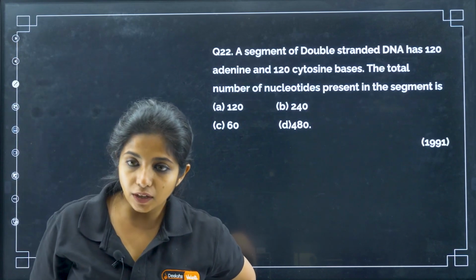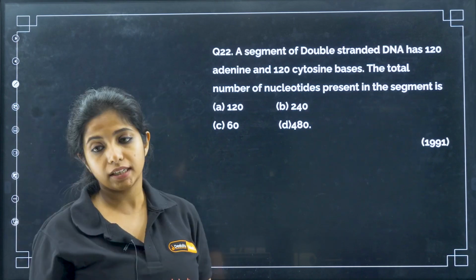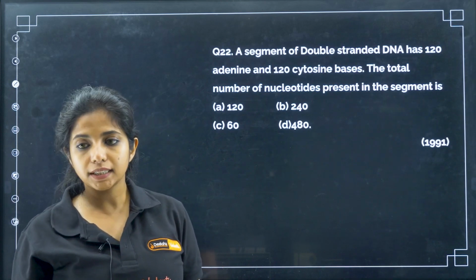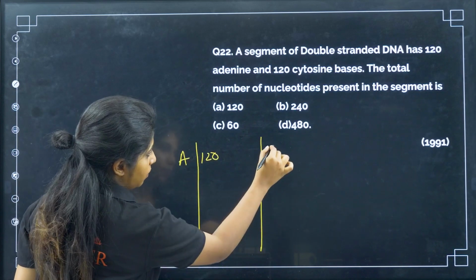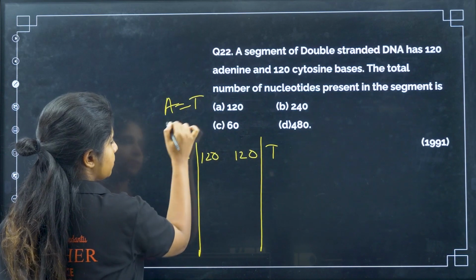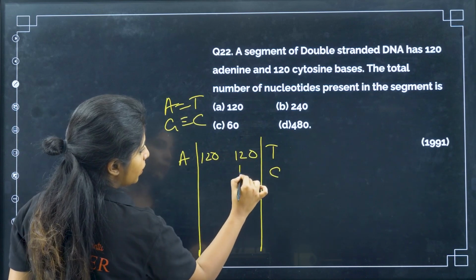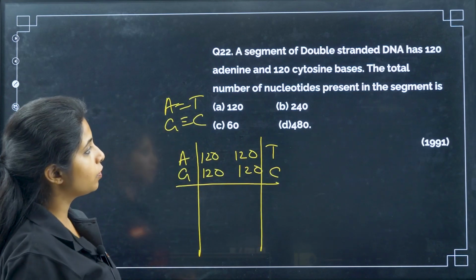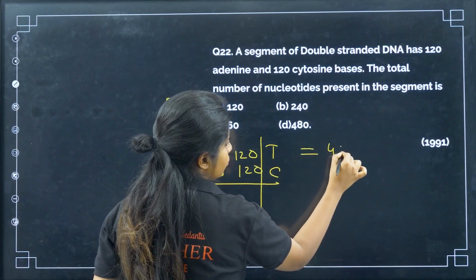Yeah. Now, a segment of double-stranded DNA has 120 adenine and 120 cytosine bases. The total number of nucleotides present in the segment is, so in the segment there is what? Adenine is 120. That means thymine will also be 120, because adenine pairs with thymine. I hope you know that. A goes with T and G goes with C, triple bond, right? And now cytosine is given as 120. So over here guanine will also be 120. You are asked the total number of nucleotides present in the segment. So 120 into 4, my dear children, what will your answer be? 120 into 4 is what? 480.